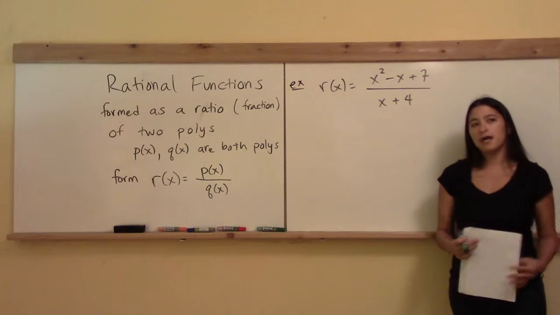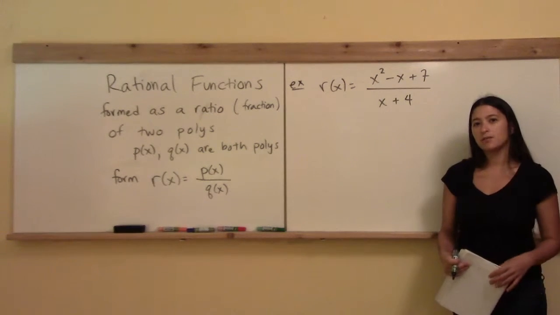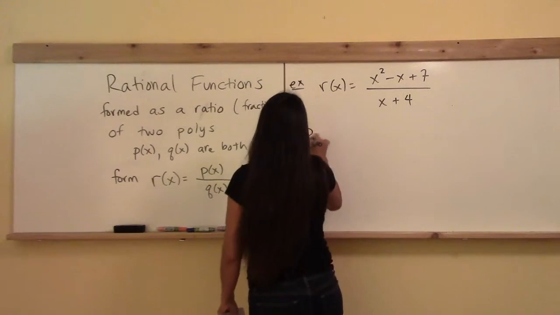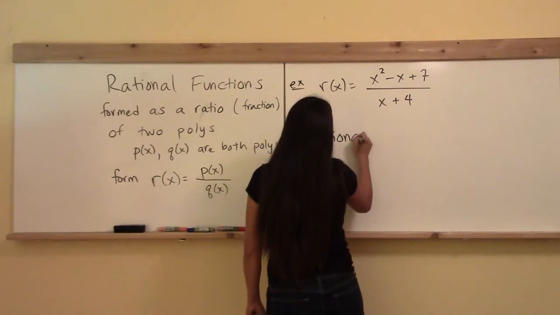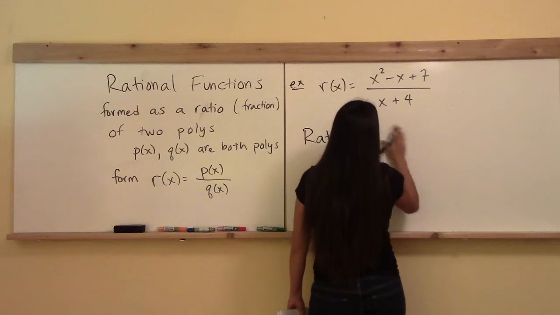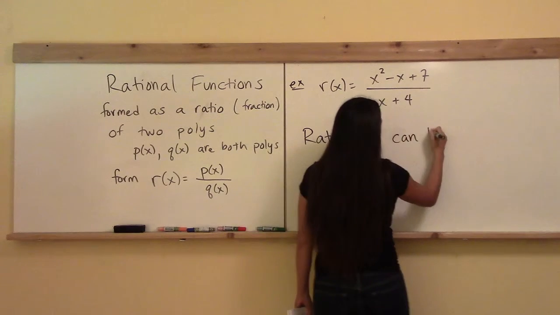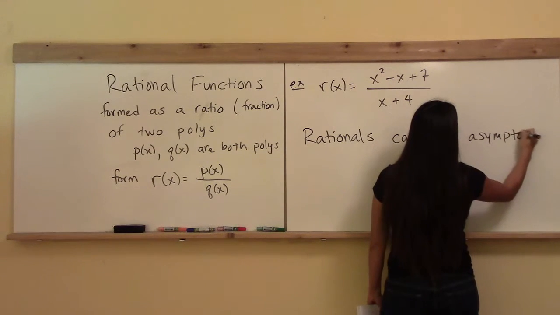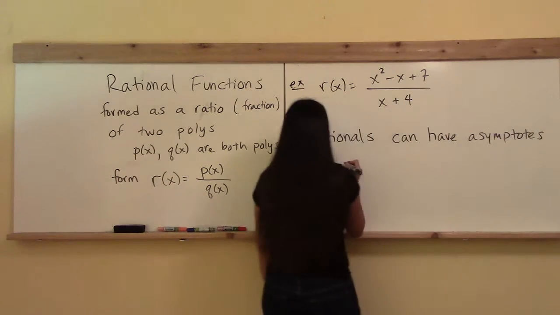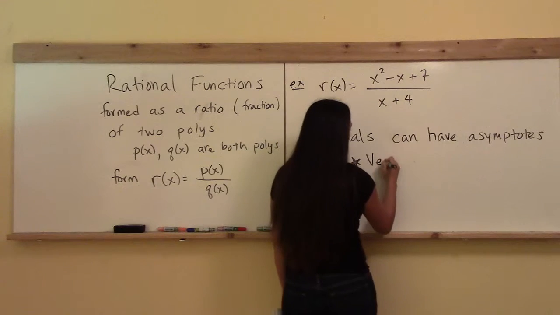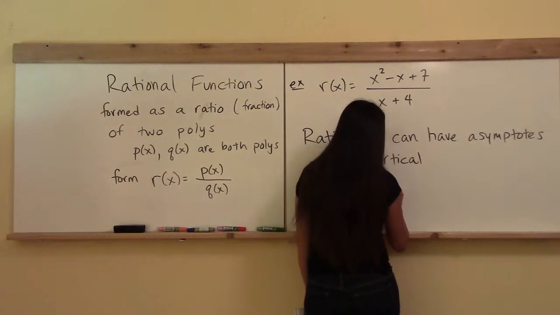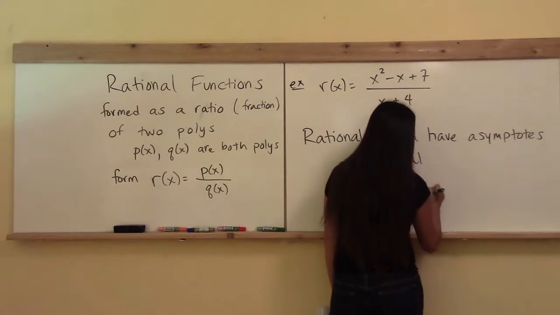Okay, now rational functions have a little bit more interesting behavior than just your general polynomial, because rationals can have asymptotes. They don't necessarily do, but they can have asymptotes. And there's two different types of asymptotes, which I will show you in graph form. You may have heard of them before. They have a vertical asymptote and a horizontal asymptote.